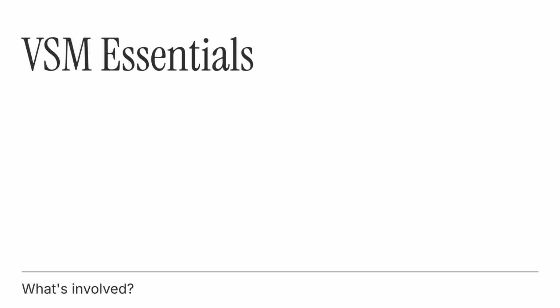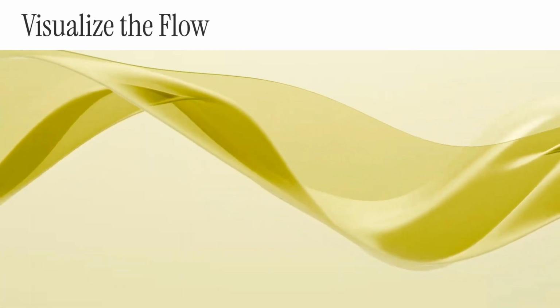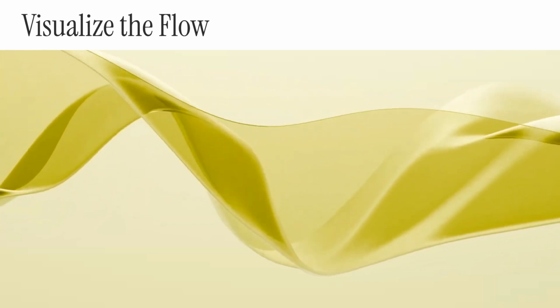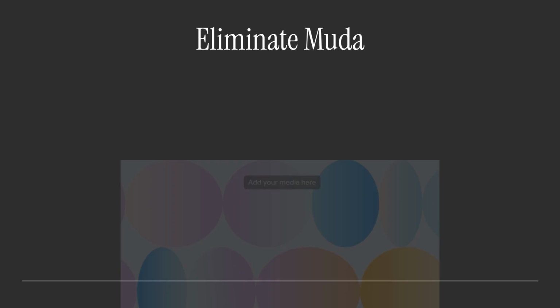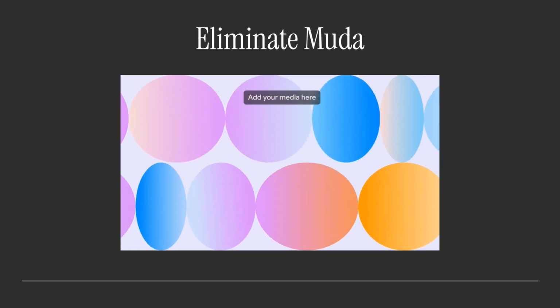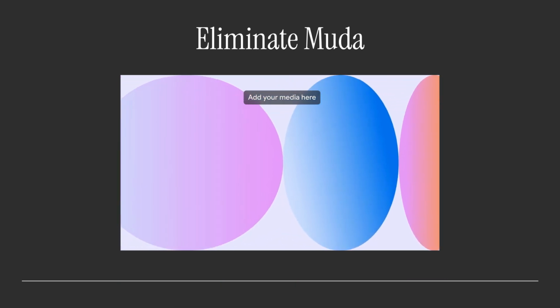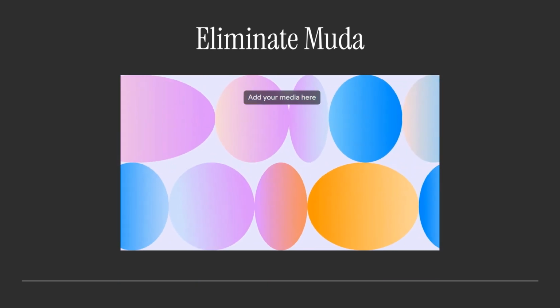At its core, value stream mapping is about visualizing the flow of both materials and information through a process, identifying losses, and eliminating them. It focuses on visually tracing the path from the initial request to the final delivery, ensuring all steps are clear and accounted for. One of the primary goals of VSM is to identify and eliminate muda, which are activities that do not add value to the process or the customer.